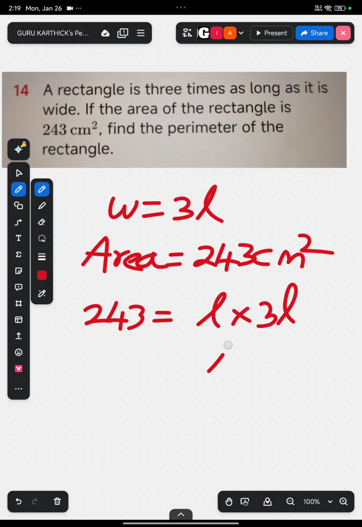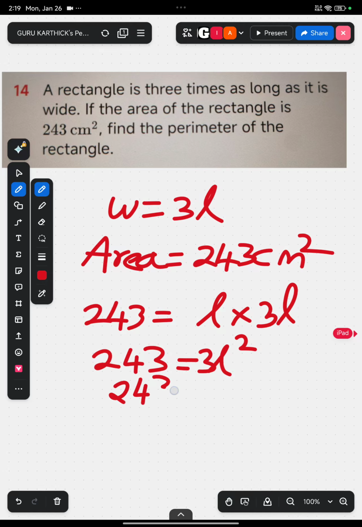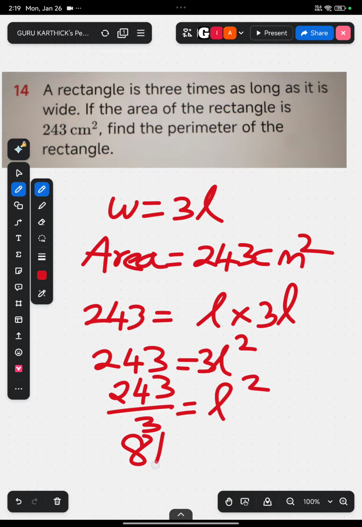இப்ப பாருங்க, எனக்கு L square னு கிடைக்குமா? 3L square is equal to 243. இப்போ எனக்கு 243 divided by 3 is equal to L square. Who can solve the sum quickly? 243 divided by 3. What is the answer, pa? Come on, you can simply easily divide it by 3. 243 divided by 3, 81. 81 is equal to L square.